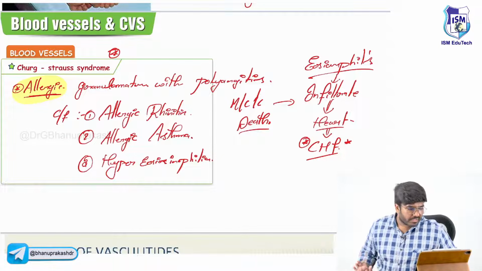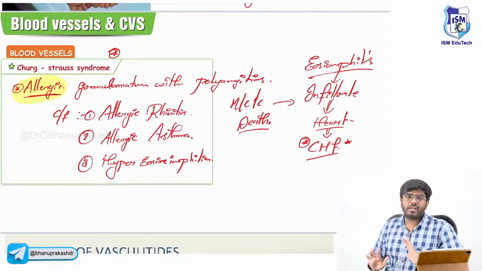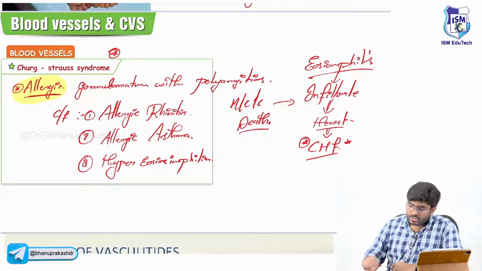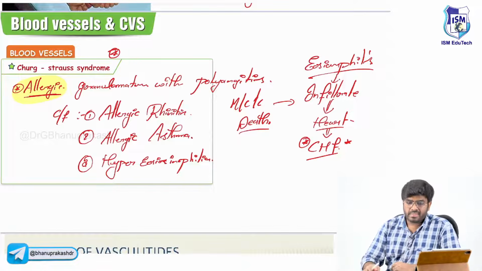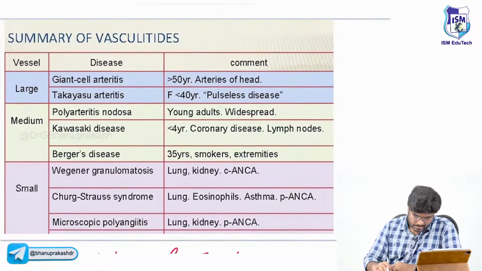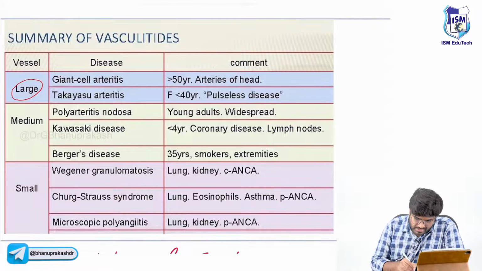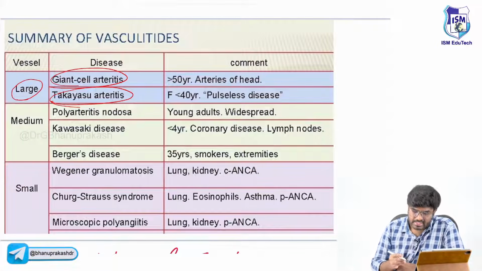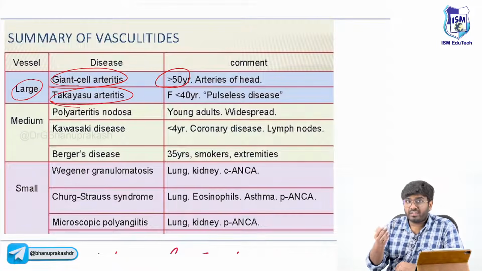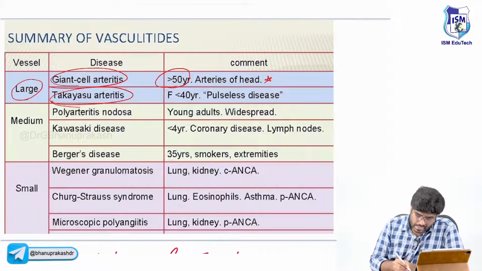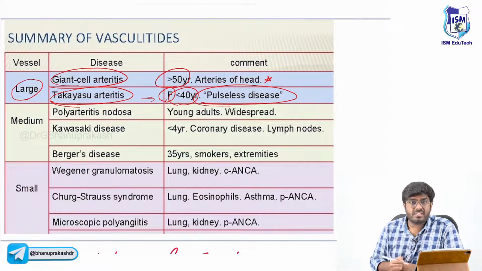Done. So with this, all the types of vasculitis are completed. Now, just the summary. Summary of the vasculitis. Large vessel vasculitis includes giant cell arteritis and Takayasu arteritis. Giant cell arteritis: more than 50 years, arteries of the head, the superficial temporal artery is affected. In Takayasu arteritis, females less than 40 years of age are affected. It's also called pulseless disease.